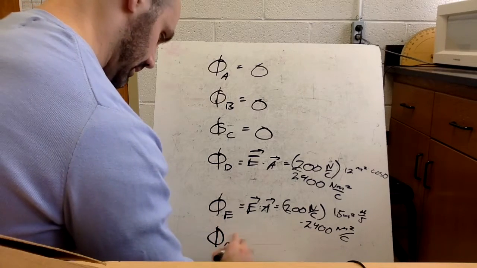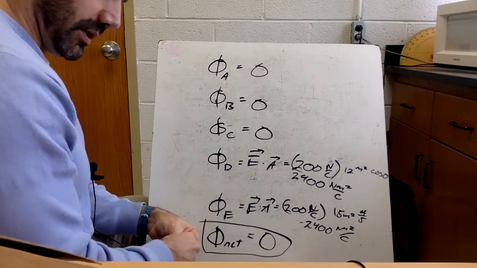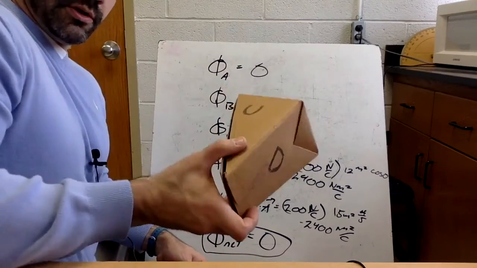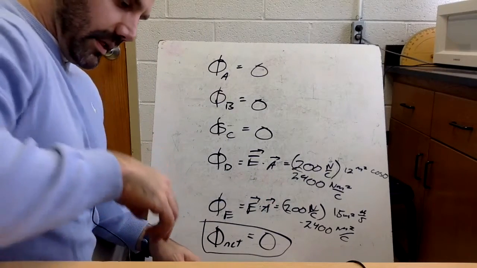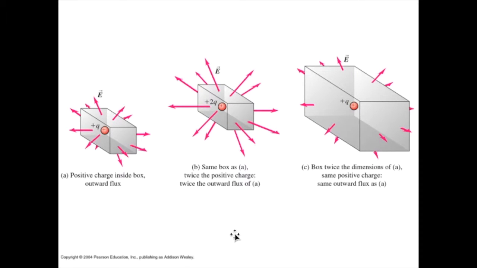All right, so phi net equals 0. And that's a general rule, that the net electric flux through any closed surface that surrounds no charge, as long as there's no charge in here, always the net flux will be 0. And so we can see in this, if we have no charge inside of a box, there is 0 flux. If there is 0 net charge, then the inward flux and the outward flux cancels out. And here, if there's no charge inside the box, then the inward flux cancels out the outward flux as well. So as long as the net charge inside of a closed surface is 0, then the net flux is going to be 0.